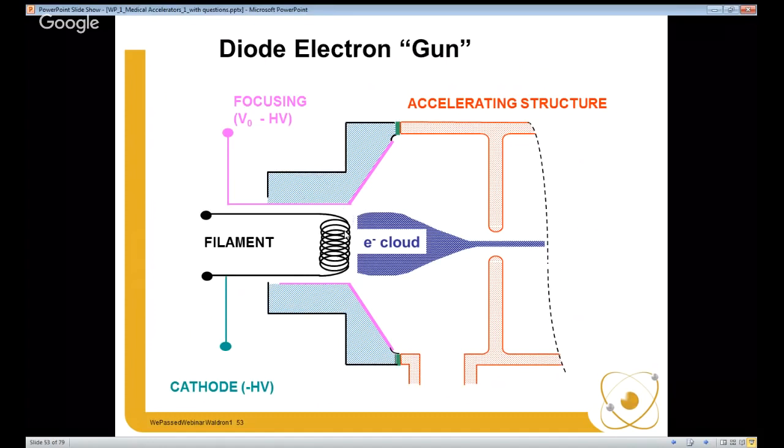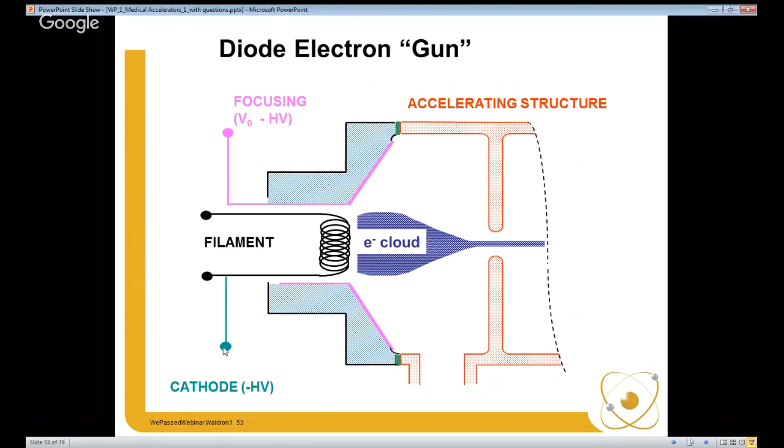So here is a diagram of a directly heated oxide cathode diode gun. The cathode is a filament, so it's a filament of wire, usually tungsten. It's being heated by running current through it. I have a focusing electrode here, which is this sort of parabolic shaped thing. And I have the high voltage being applied to the cathode.